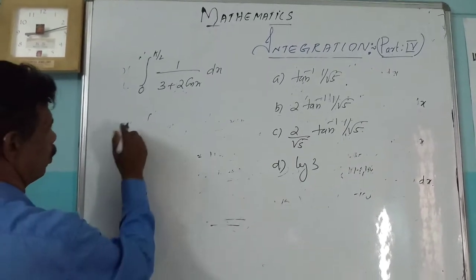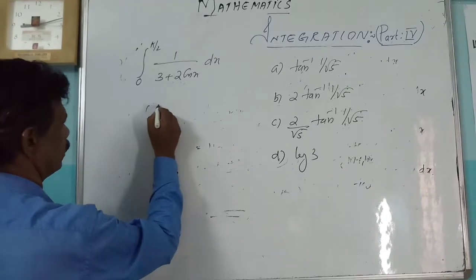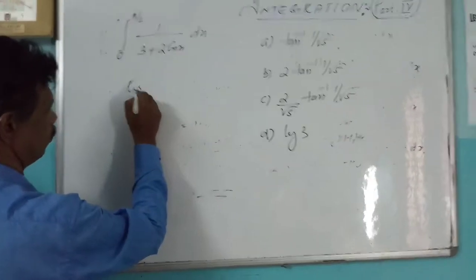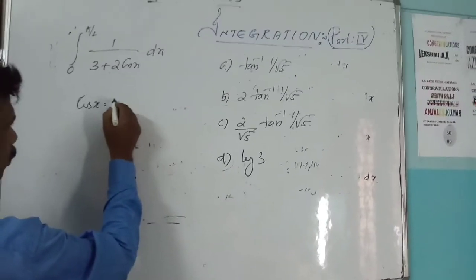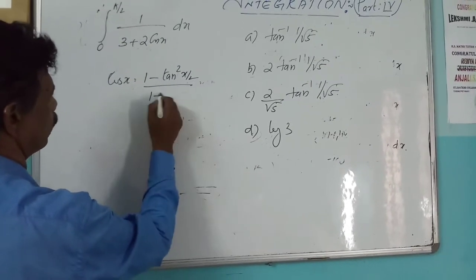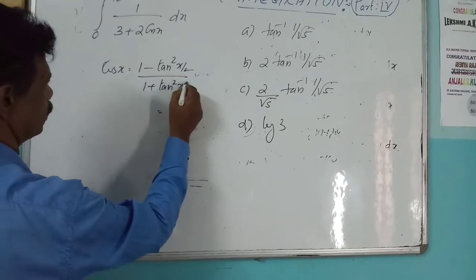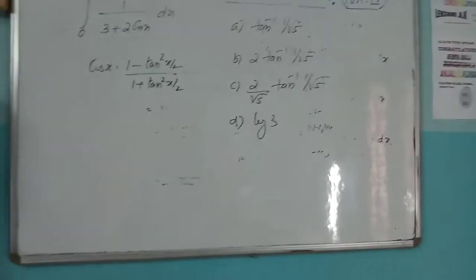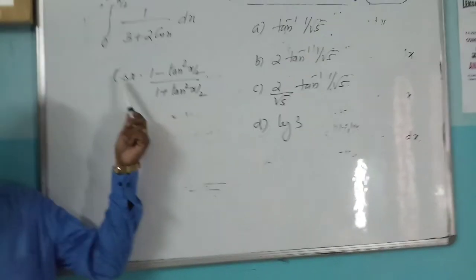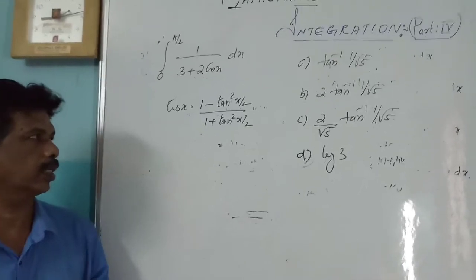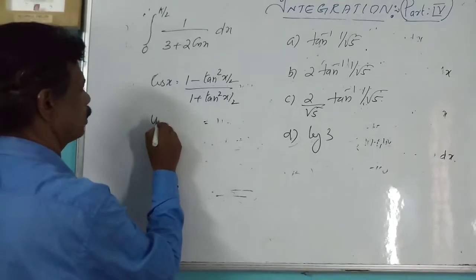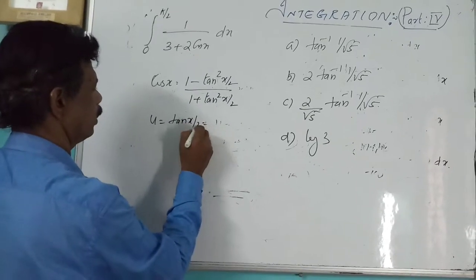cos theta. First of all, we have to start by letting u equal to tan theta by 2. Then cos x, by trigonometric identity, can be written as 1 minus tan square x by 2 by 1 plus tan square x by 2. Cos 2 theta means 1 minus tan square theta by 1 plus tan square theta. Here, cos x equals 1 minus tan square x by 2 by 1 plus tan square x by 2. So put u equal to tan x by 2.